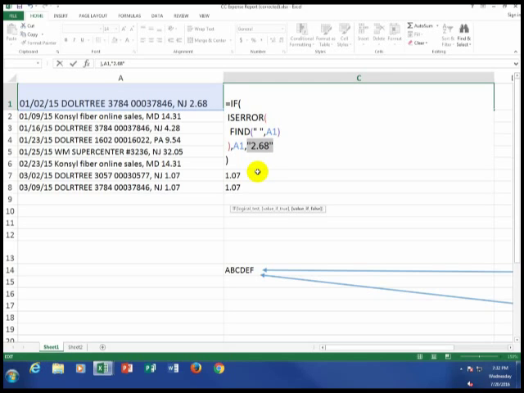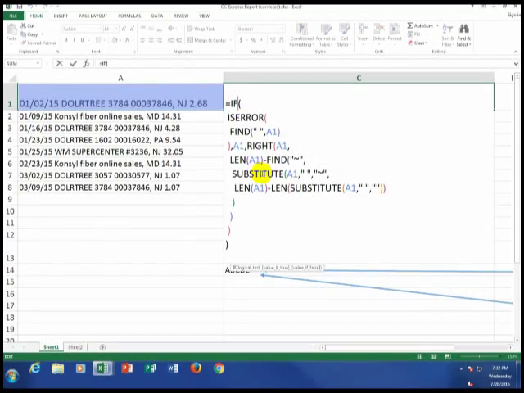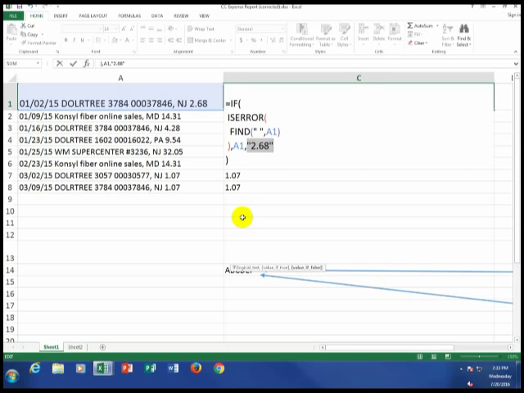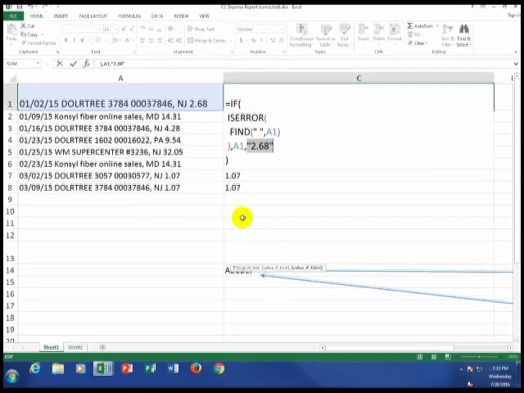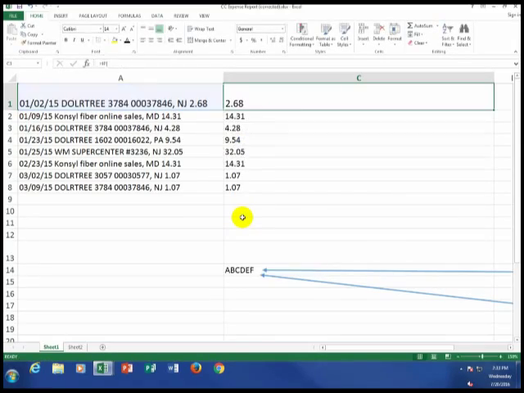Okay, so the RIGHT function is doing what it's supposed to do. It's calculating the number of characters. The length of A1 is 40 minus what FIND found, the 36th position, which leaves 4. And so the RIGHT function is working as advertised. And it gives you the string 2.68. But it correctly copes with it if it was a five-character or six-character number. Sure, because this is just the first one.